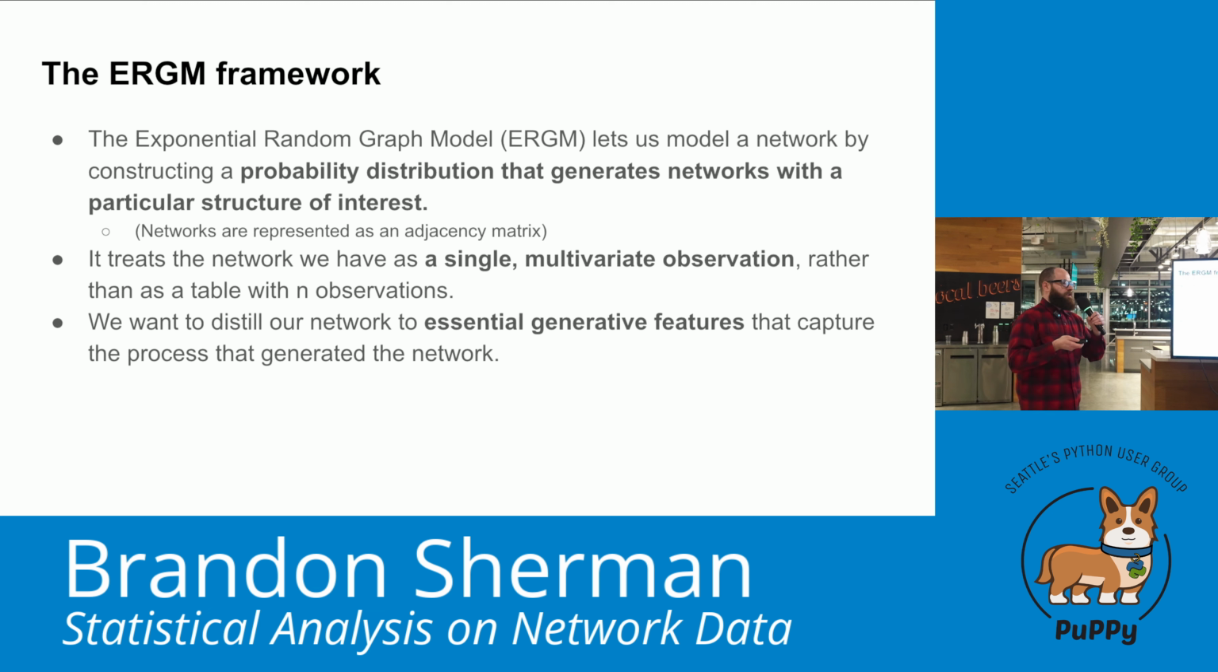So instead of logistic regression, I'm going to talk about the exponential random graph model, or ERGM, framework. The idea here is instead of having a probability distribution on nice independent data points, we have a probability distribution that spits out networks. In general, instead of treating it as a whole data set, we have a network like the one in the previous slide, and we treat it as one observation from a distribution of networks. And like logistic regression, we want to take this network and distill it to essential generative features that capture the process that made it.